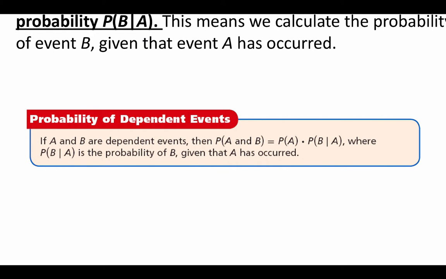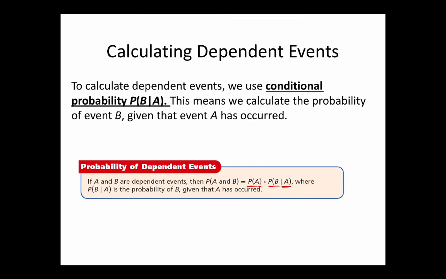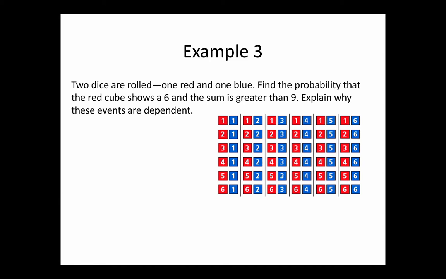So if A and B are dependent events, then the probability of A and B happening is the probability of A happening multiplied by the probability that B happens, assuming that A already happened. And so again, that last part says P of B assuming A is the probability of B, given that A has already occurred. So let's talk about what this looks like.